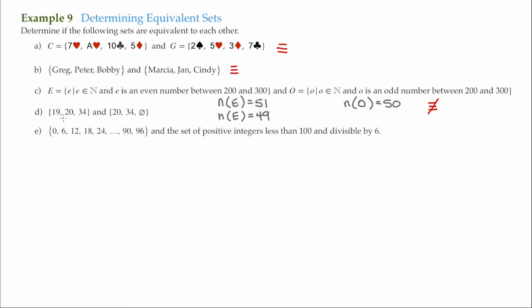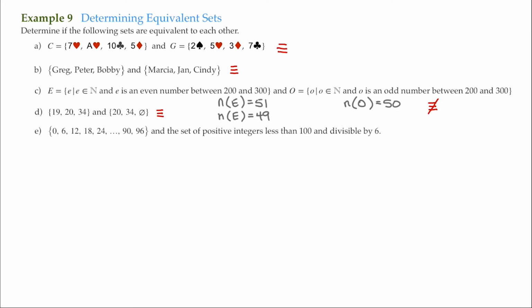For D, we have 19, 20, and 34. And for here, we have 20, 34, and we have the empty set here. But the cardinal number for this set here is 3, and the cardinal number for this set here is also 3. So these are equivalent sets.